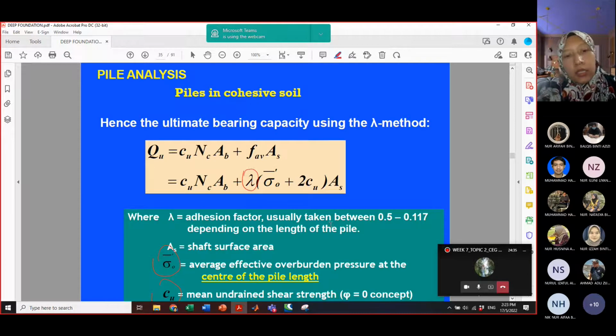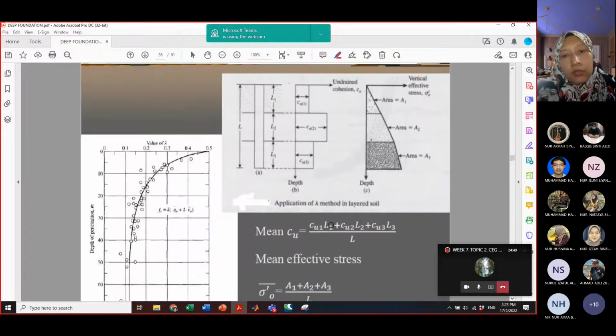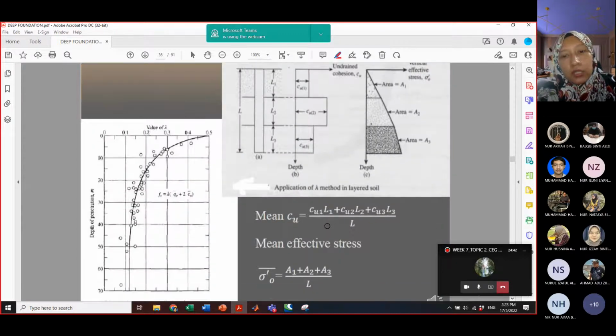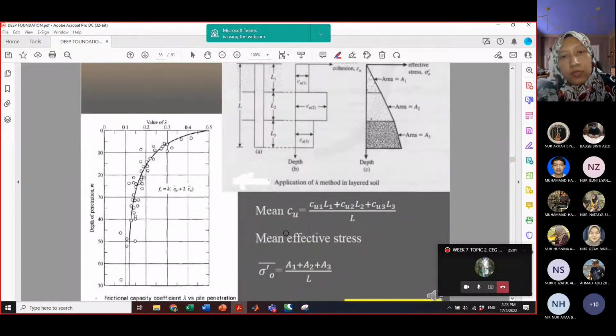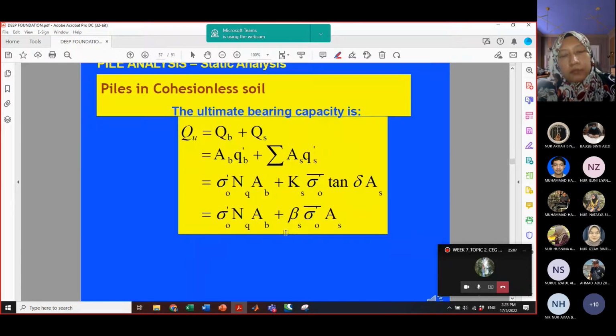This is also the lambda method. Okay, this is the lambda method where you will see how we calculate the average Cu and also the average effective stresses. So it depends on whether it is multi-layered, or your pile is embedded in multi-layers of soil or in a single layer of soil. So you can see the differences between the three methods here: alpha, beta and also lambda.